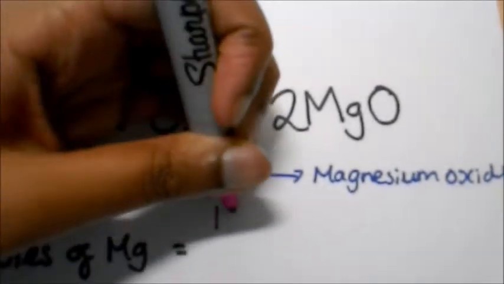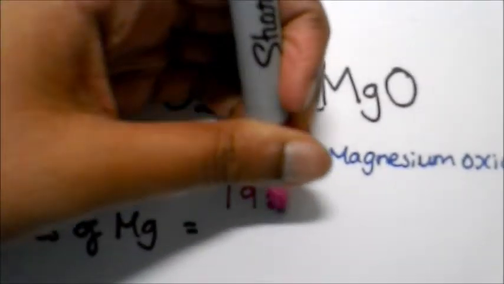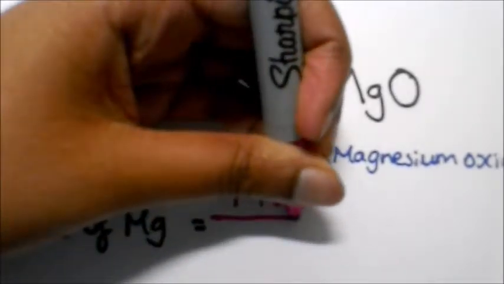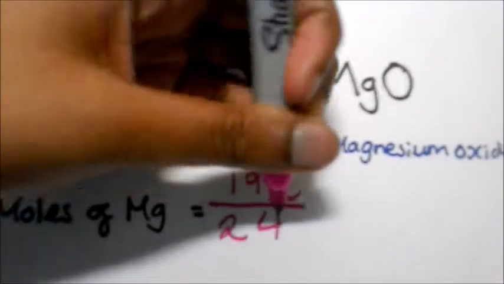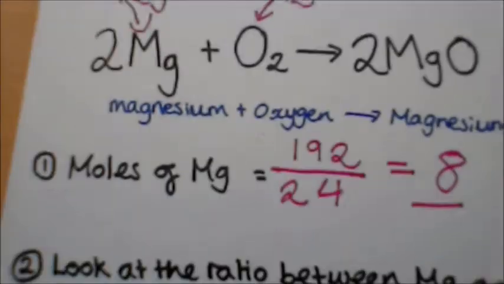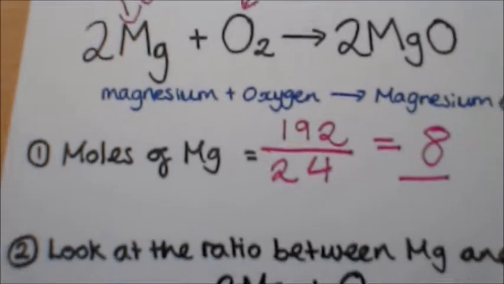So, let's write this down. We need 192 divided by 24, if I'm correct, yes. And that should equate to 8, which means we have 8 moles.